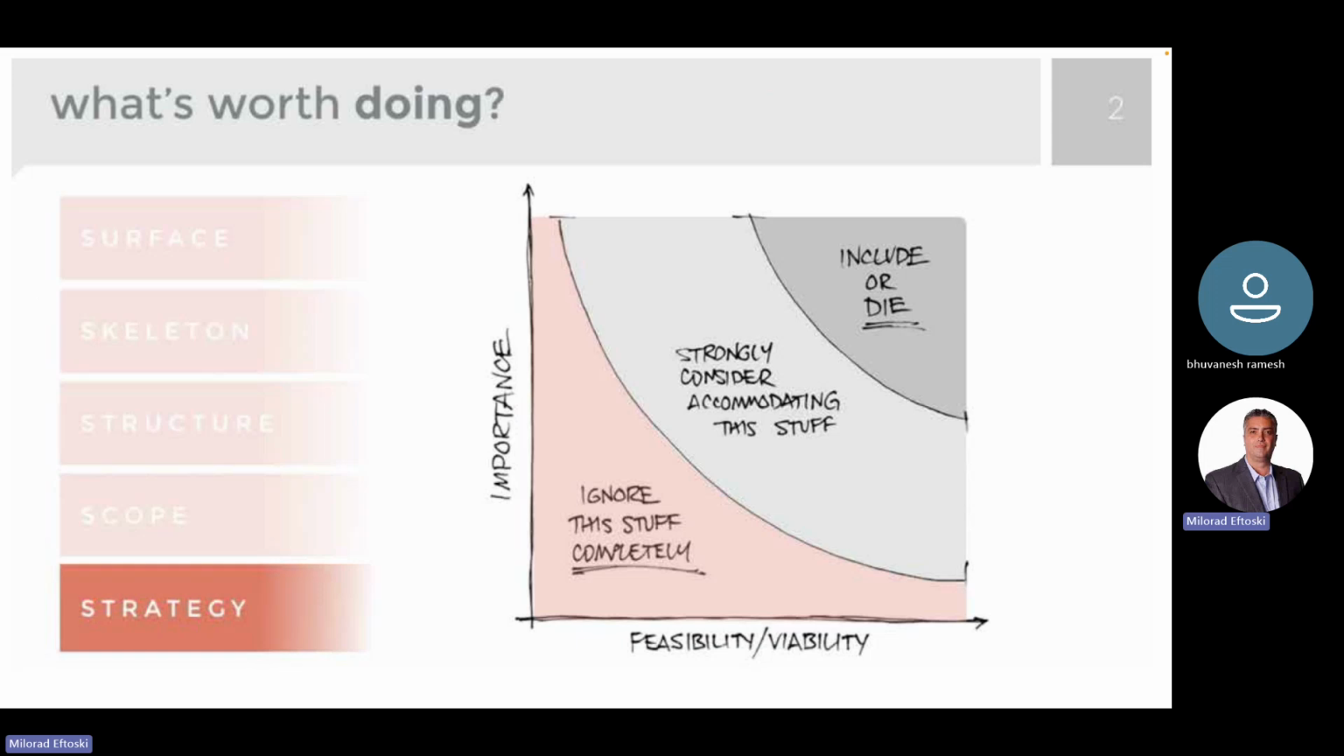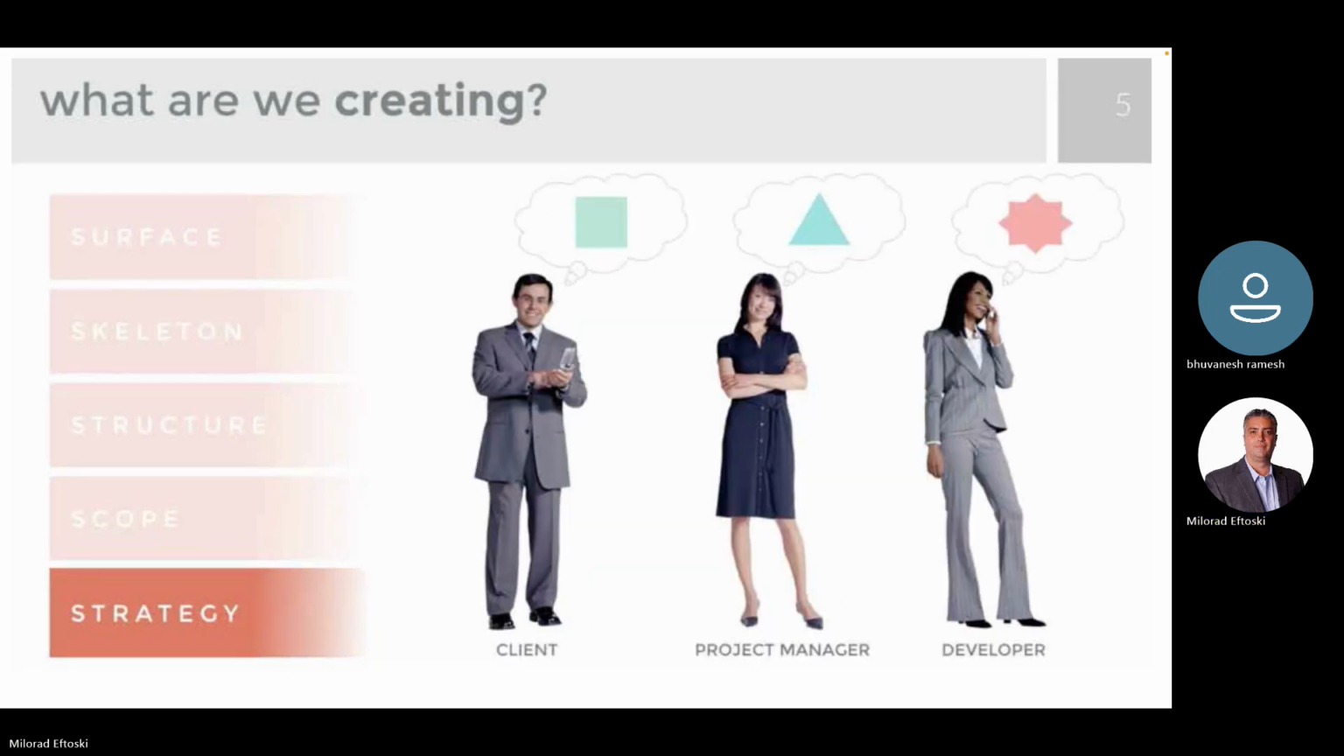So that's why this scale is kind of good to analyze and break things down. What are we creating? Similar to the tree house I gave you earlier. So this is the client, that's the project manager, and that's the developer. Totally not in sync. They're not communicating properly. I can't tell you how true this is.